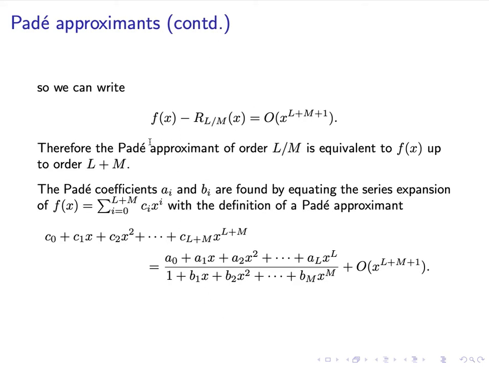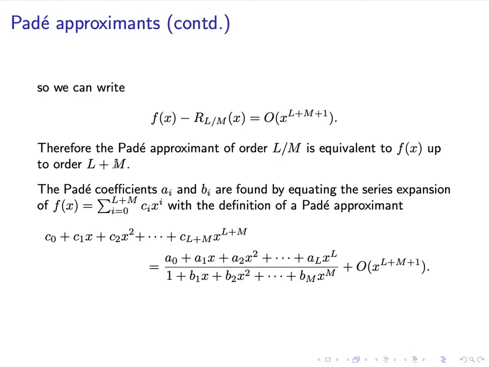So if we subtract our Padé approximant, R_LM(x), from f(x), we're going to have some error, because remember this is only an approximant, but the error is going to be of order L plus m plus 1. This means R_LM is an approximant of order L plus m of f(x). I'll say that again: our Padé approximant is equivalent to f(x) up to order L plus m. Padé approximants are useful because they allow us to approximate a function using one lower order polynomial divided by another.